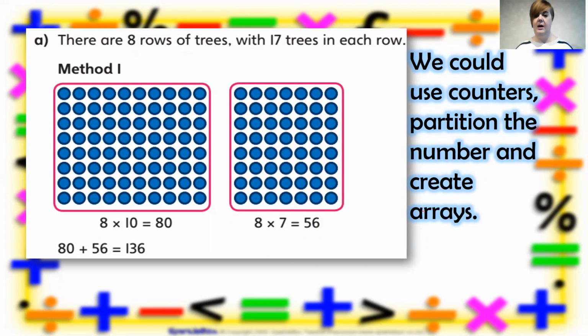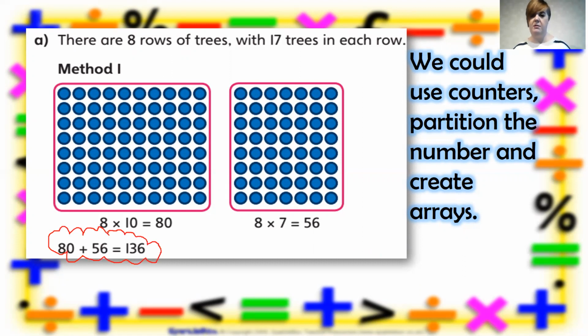Okay, so on that one, we've got 10 times 8 equals 80. And then 8 times 7 is 56. And then you can see at the bottom, the very last thing that we need to remember to do if we are going to partition our calculation is we need to add those answers back together at the end.